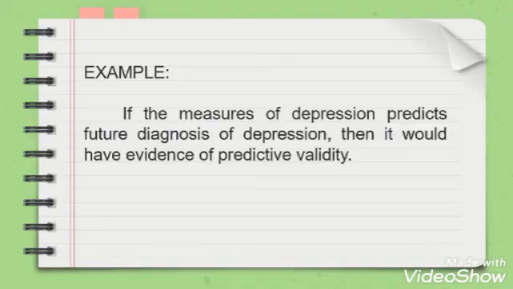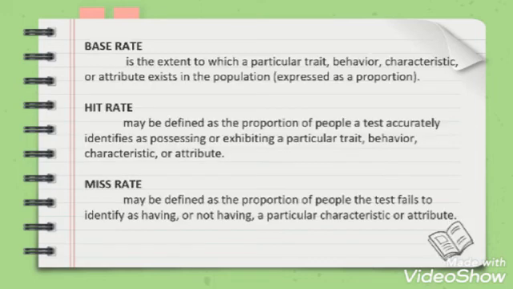Example: if the measures of depression predict future diagnosis of depression, then it would have high evidence of predictive validity. Now, when evaluating the predictive validity of a test, researchers must take into consideration the base rate of the occurrence of the variable in question, both as the variable exists in the general population and as it exists in the sample being studied.